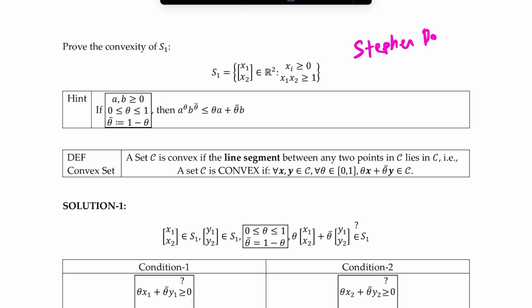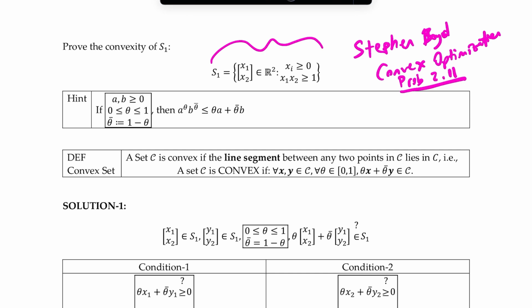Stephen Boyd, that's a terrible B. Alright, and Convex Optimization book. So 2.11, this is problem 2.11, and that type of set is called a hyperbolic set.